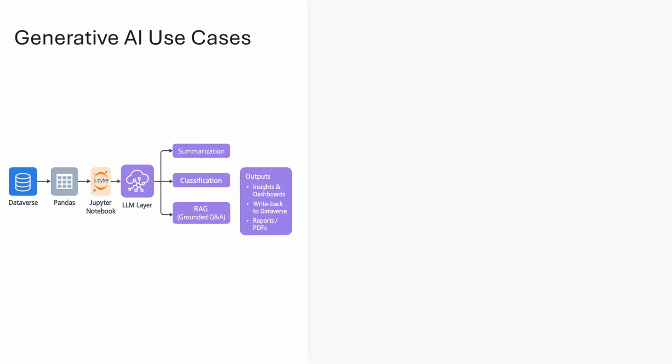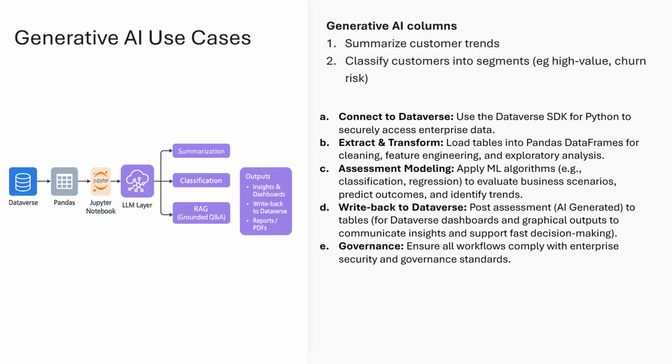Now that you've seen the Dataverse SDK for Python in action, let's take a further step and explore how these capabilities unlock new possibilities with generative AI. With Dataverse as your secure enterprise-grade data platform, you can operationalize AI at scale, storing outputs, automating workflows, and driving real-time insights across your business. The SDK makes it easy to connect Python-based AI models, extract and transform data, and write results back to Dataverse for dashboard, compliance, and collaboration.